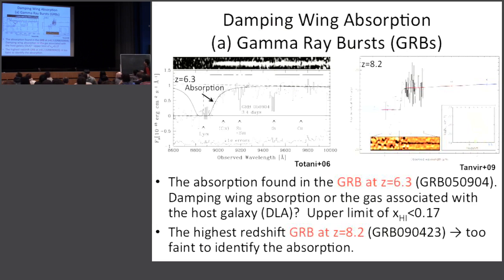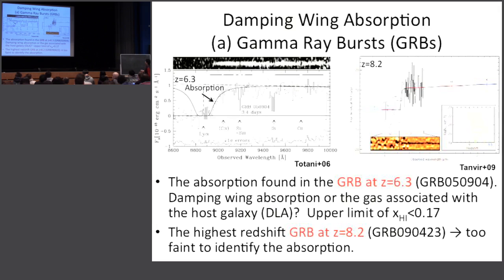However, the GRB should have the host DLA absorption given by the host galaxy. So, from this, you can just get the upper limit of the neutral hydrogen fraction of 17% at redshift 6.3. And then you may think, what about the higher redshift gamma ray burst?